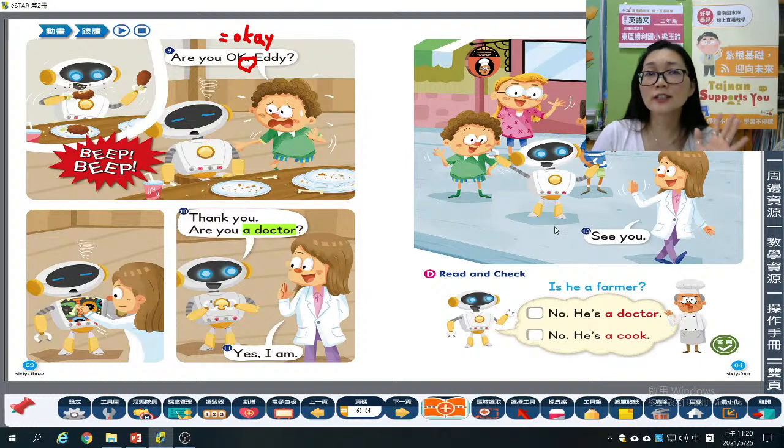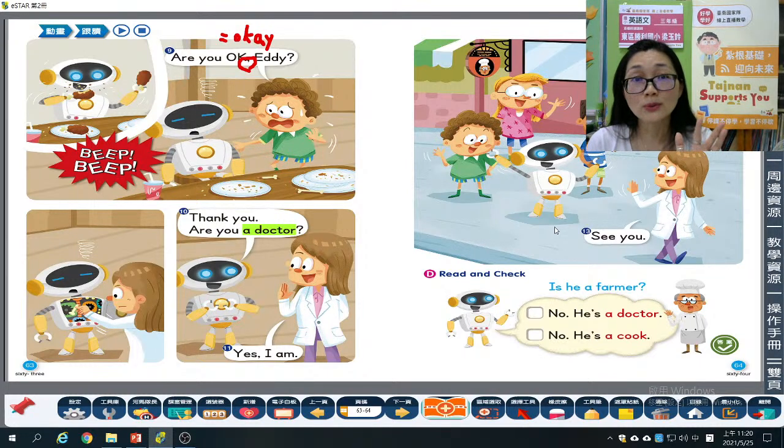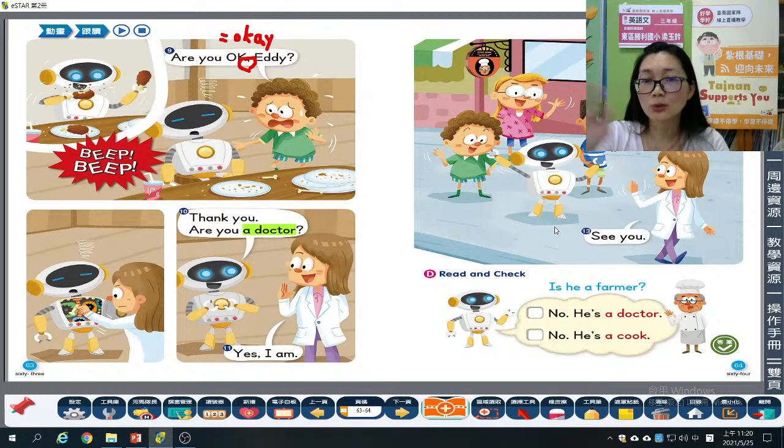Okay, when someone says goodbye, we will say see you or see you soon. Okay, see you tomorrow. So usually there are many ways to say goodbye, right? To respond when someone says goodbye, you have many ways to say it to the person. Okay. So now let's take a look.